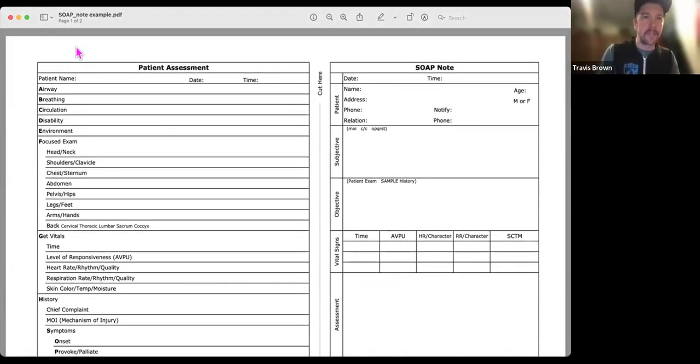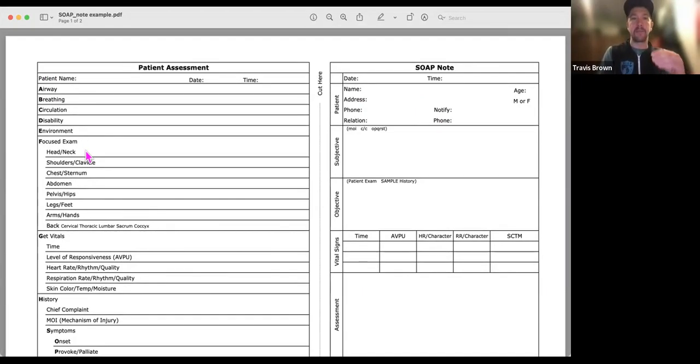So the SOAP note is broken down into two sides. We're going to talk about the left side first, because that's where we start. This one is cool because it has an outline of the patient assessment as well. Patient assessments vary a little depending on the organization you're working with, but it's great because you can add notes about those things as you go. You can also pass this on to someone else to take notes on.